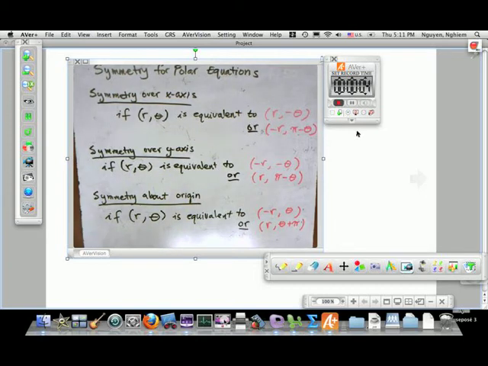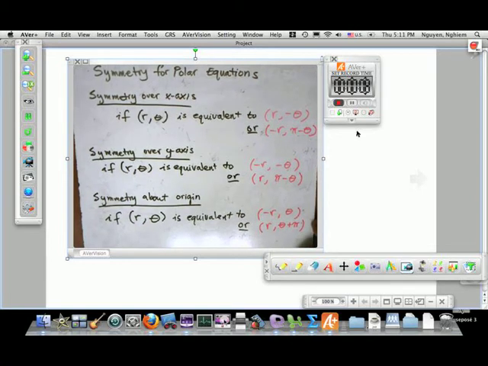Hello pre-calculus students. Today we look at analysis of polar graphs and polar equations, and the first thing that we're going to investigate here today is polar equation symmetry. We're going to start with these rules for symmetry, and there's a way that these rules can be proved. If you want to see the proof, you can watch one of the other videos.